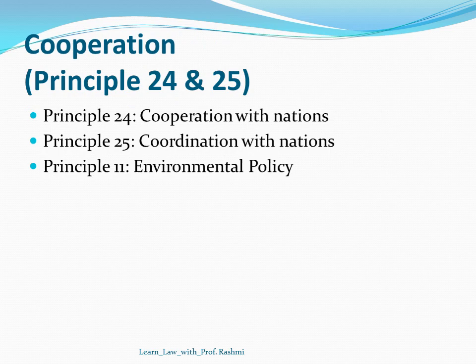Then there is cooperation that has to be between the different nations. So principle 24 is talking about cooperation with nations, and principle 25 is talking about coordination with nations. So basically cooperation should happen, developed nations should help underdeveloped and developing nations, and they should coordinate with each other with respect to development and environment protection.